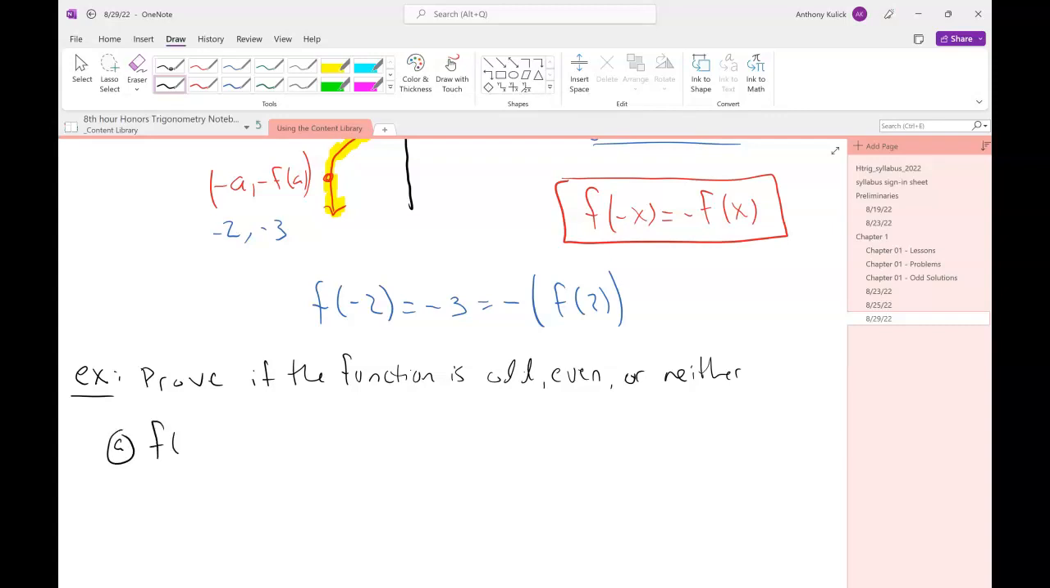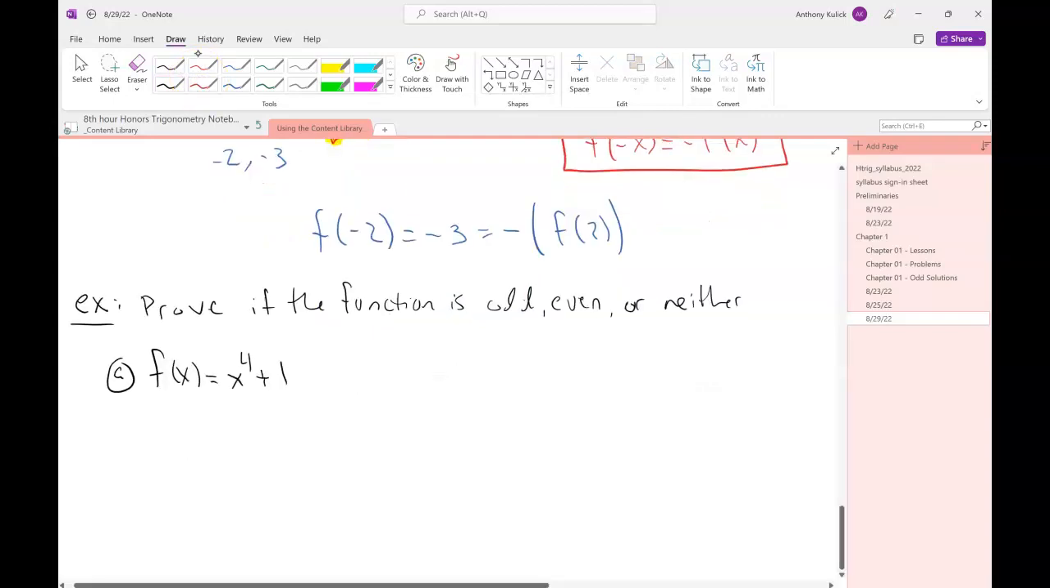Now nobody lose their minds here just because we used the P word in math class. The directions on this example say prove if the function is odd, even, or neither. I know. Just relax. It'll be okay.